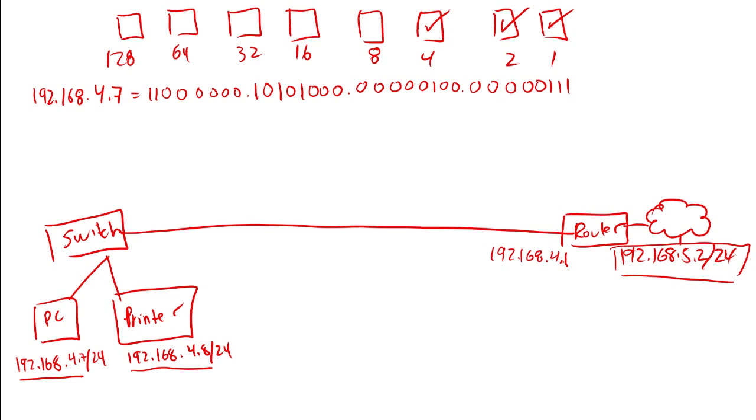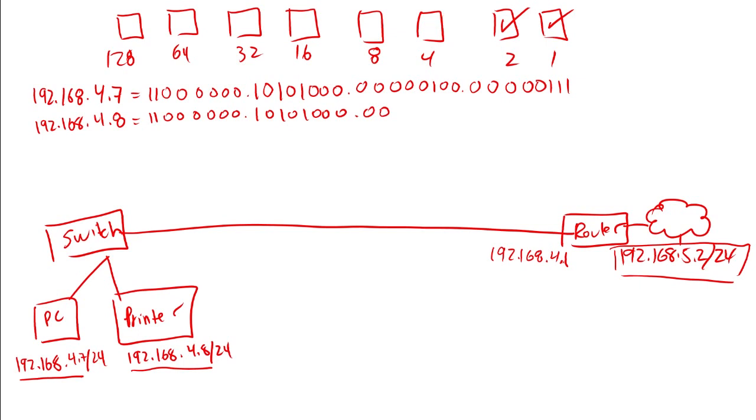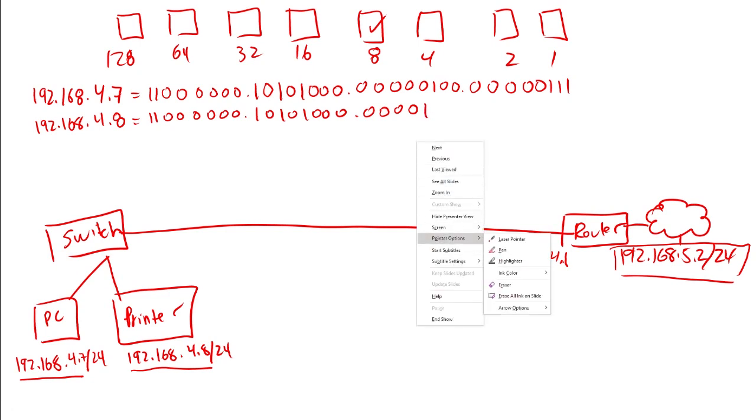And then we can also write out 4.8. So we already know the first portion. And then 8 is pretty obvious, so it's 00001000. My mistake here.